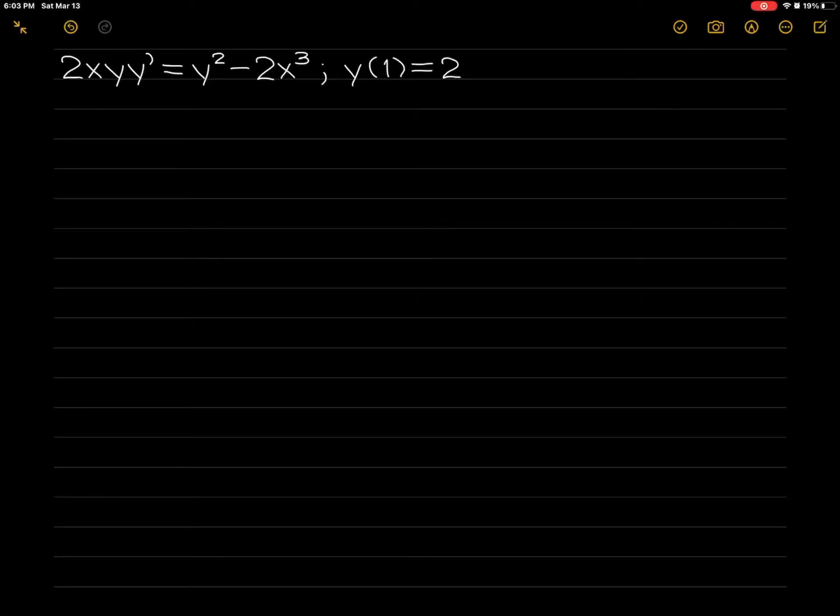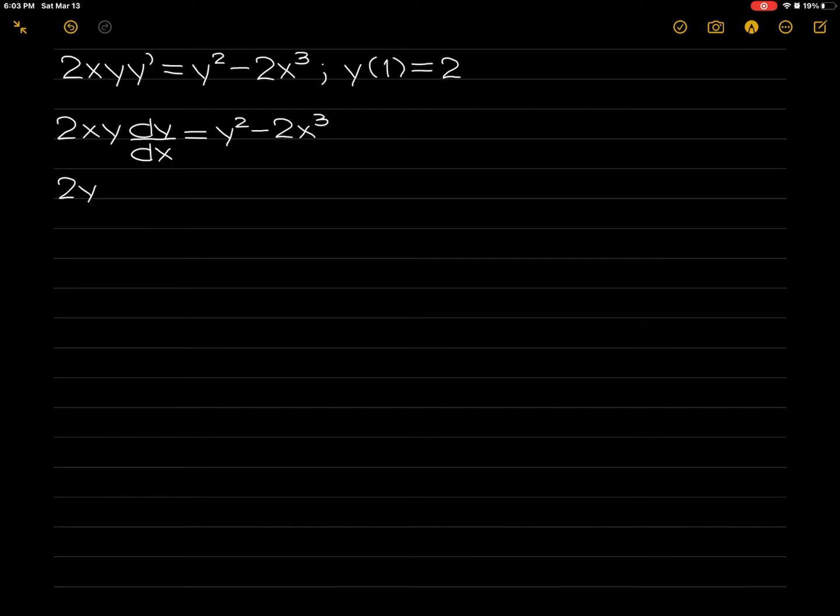This is a Bernoulli type equation. First, we will express y prime as dy over dx, which will give us 2xy times dy over dx equals y squared minus 2x cubed.